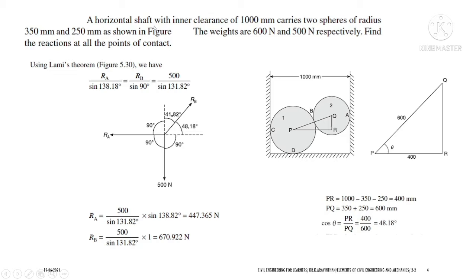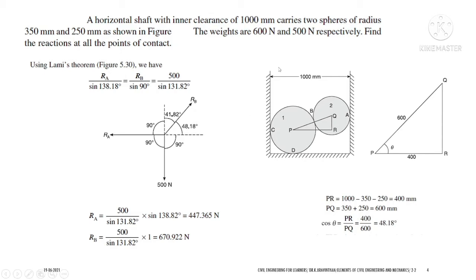A horizontal shaft with an inner clearance of 1000 mm carries two spheres of radius 350 mm and 250 mm as shown in the figure. If you have the radius, the radius is 350 and the remaining distance will be 350. So totally 700 mm distance, and the smaller one here has a 250 mm radius and the other will be 250, so totally 500. So 700 plus 500 will be 1200.